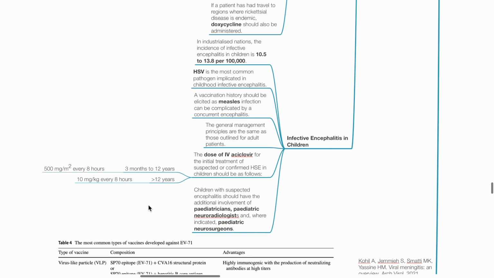Regarding infective encephalitis in children, herpes simplex virus is the most common pathogen. Vaccination history should be elicited, as measles infection can lead to encephalitis. General management principles are the same as those outlined for adult patients. Children with suspected encephalitis should have additional involvement of pediatricians, pediatric neuroradiologists, and when indicated, pediatric neurosurgeons.